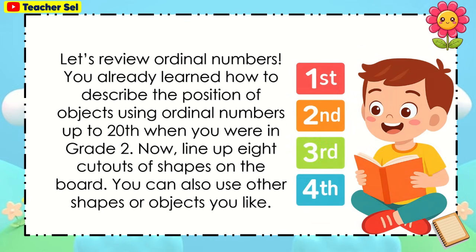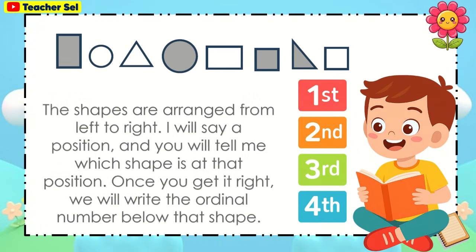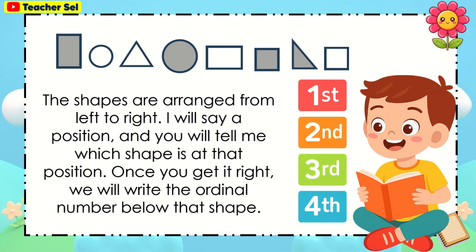Let's review ordinal numbers. You already learned how to describe the position of objects using ordinal numbers up to 20th when you were in grade 2. Now, line up 8 cutouts of shapes on the board. You can also use other shapes or objects you like. Here are the samples. The shapes are arranged from left to right. I will say a position and you will tell me which shape is at the position. Once you get it right, we will write the ordinal number below that shape.